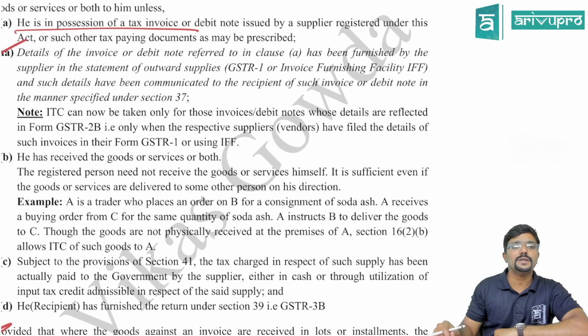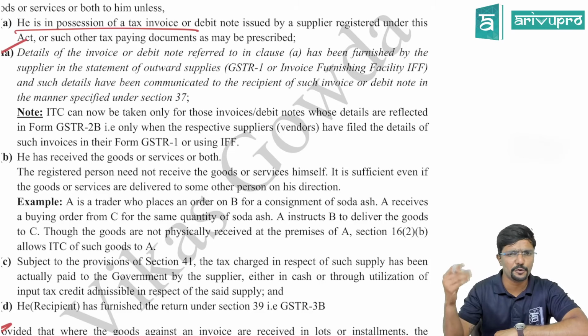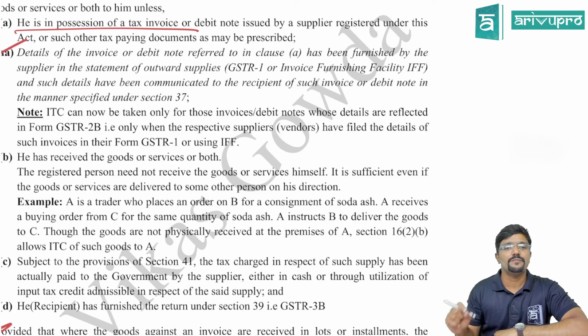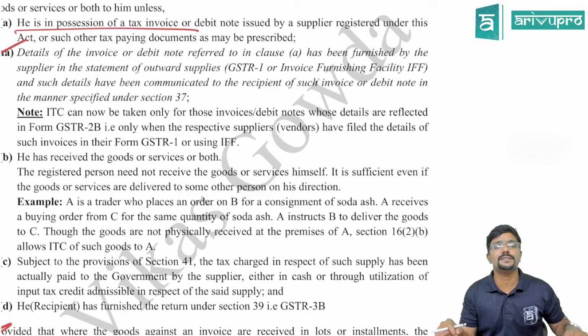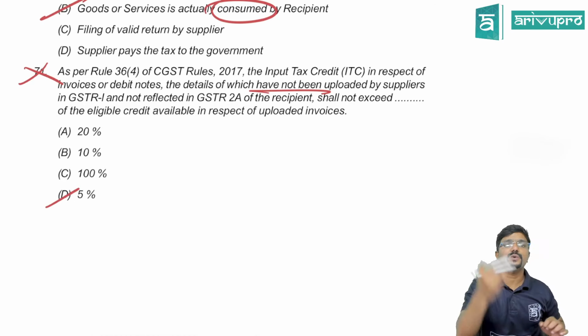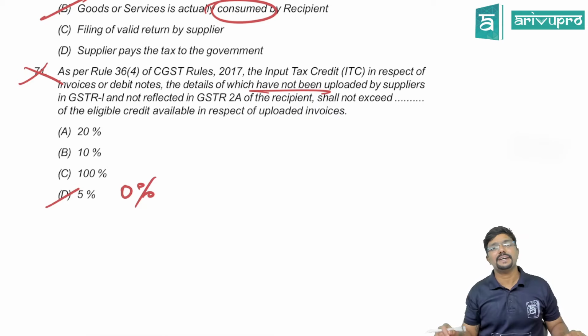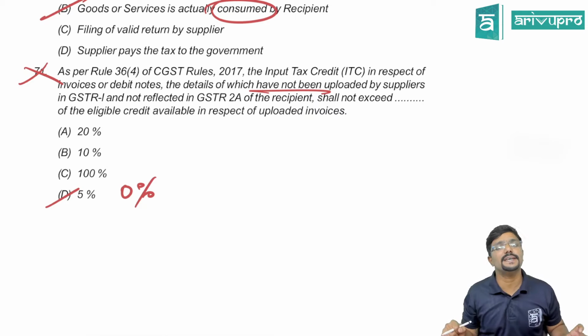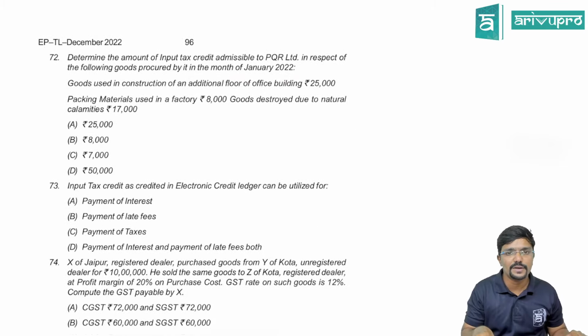I have also given a note. ITC can now be taken only for those invoices or debit notes whose details are reflected in form GSTR 2A or 2B. Both are like one and the same with small differences. Only when the respective suppliers, vendors have filed the details of such invoice in form GSTR 1 or using the invoice furnishing facility. So if the same question comes for you in your exam, it will be 0%. Means nothing can be claimed as credit until and unless the supplier gives the details in his GSTR 1, guys. Clear? So 71 is not a relevant question for your exams.